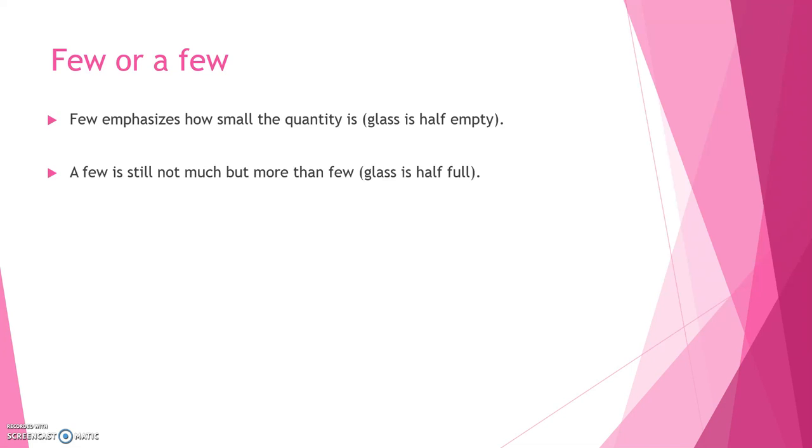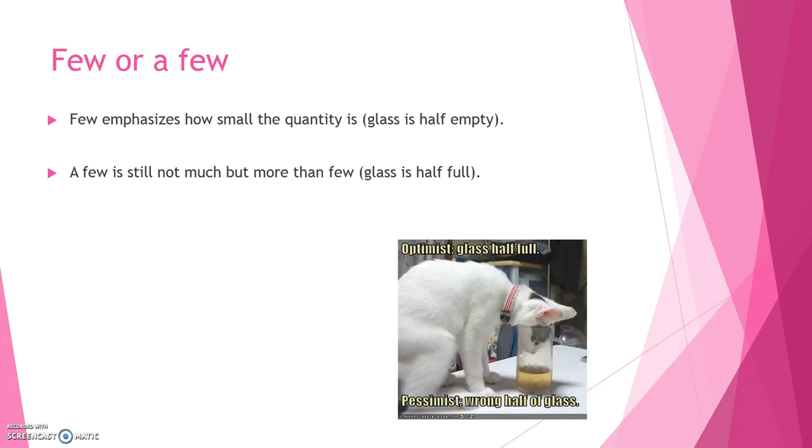The next subjects are few and a few. These are used when talking about a small quantity in combination with a countable noun. The difference between the two is that few emphasizes how small the quantity is, and with a few it is still not much, but more than few. You could say that few is a half-empty glass of water and a few is half full.